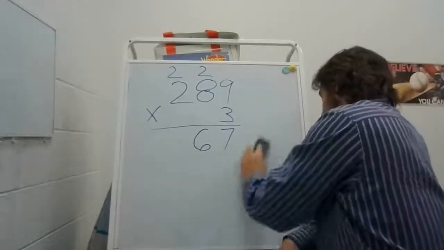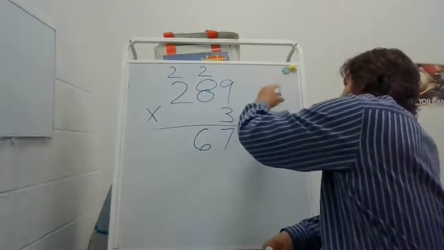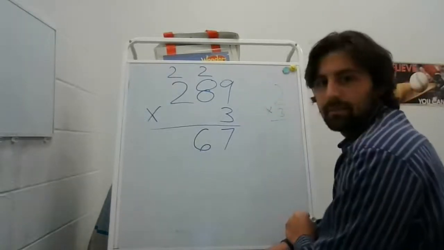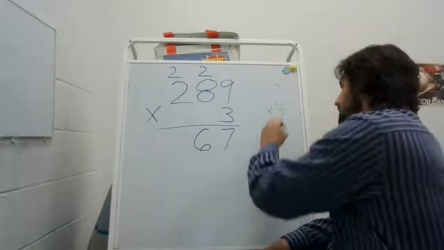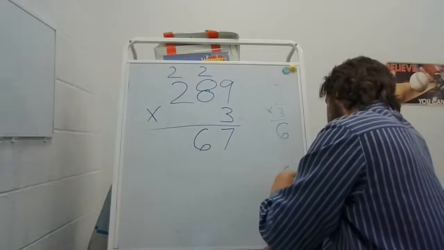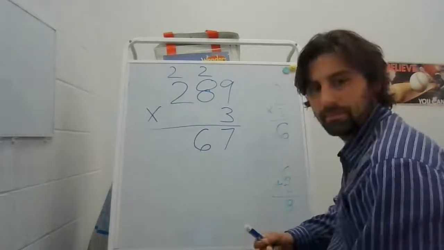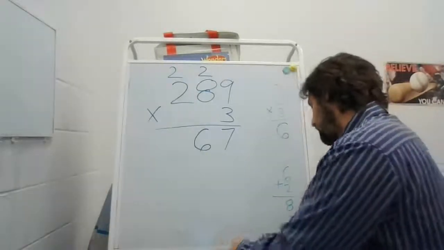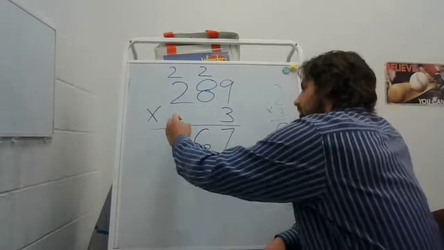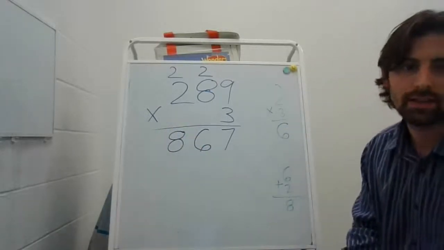So now this is pretty simple multiplication to end it. We got to multiply 2 times 3, and then we got to add 2 to our answer. 2 times 3 equals 6. 6 plus 2 equals 8. We have our answer, 867.